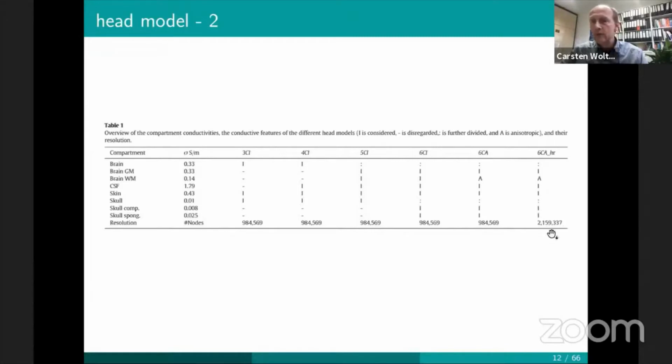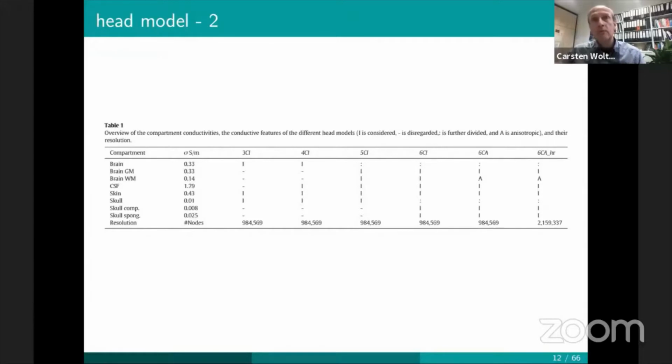And the high resolution model had nearly 2.2 million degrees of freedom. So lots of computational work. That is our reference head model. Now we compare the forward computations in that reference head model to simplifications. The first simplification might be a model that has the same shape, so 6 compartments, also trying to model white matter anisotropic, but with much fewer degrees of freedom in order to reduce the computational effort. This model had about 1 million degrees of freedom.